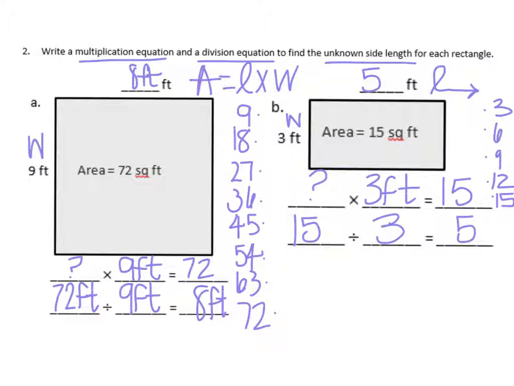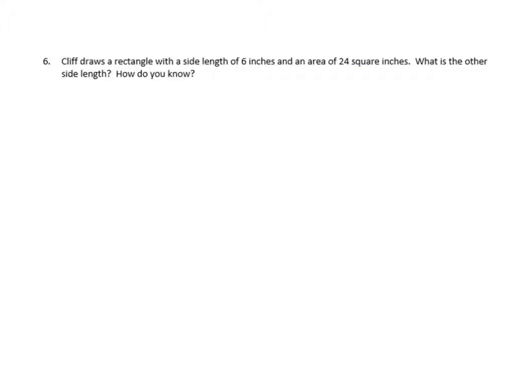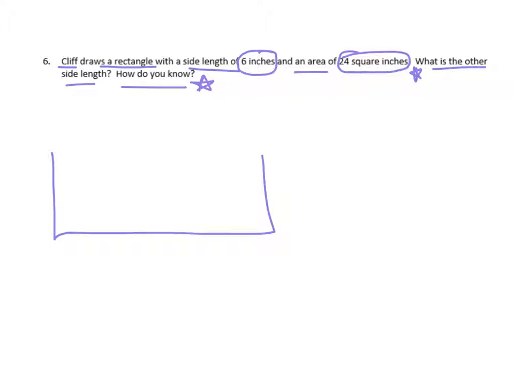Let's take a look at number 6. It says Cliff draws a rectangle with a side length of 6 inches and an area of 24 square inches. What is the other side length? How do you know? So the first thing I need to do is draw a picture. So since Cliff drew a rectangle, I'm going to draw a rectangle.